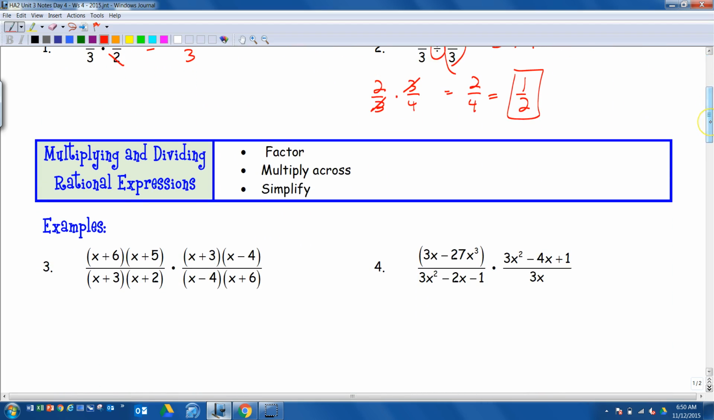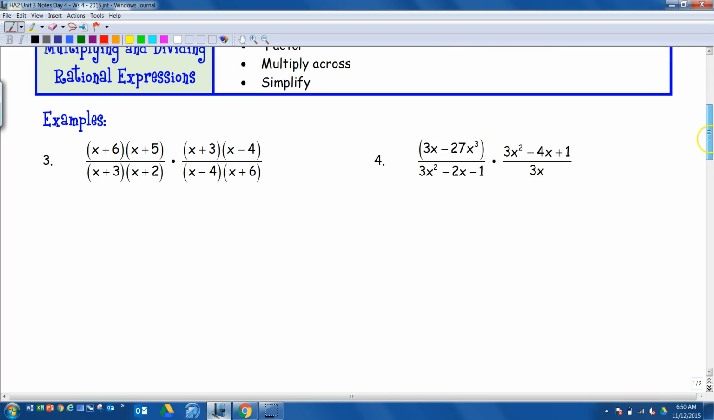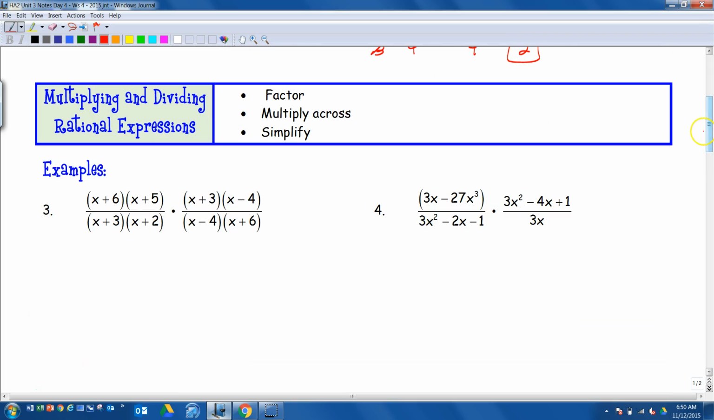So here's how you multiply and divide. Well, for multiplying, you factor, multiply across, simplify. Alright, this is already factored for number 3. So when we multiply across, it becomes just one big fraction, and we cancel out the factors that go together. So right away, all these factors cancel. And I'm left with just the factor x plus 5 on top and x plus 2 on bottom. And that's it.